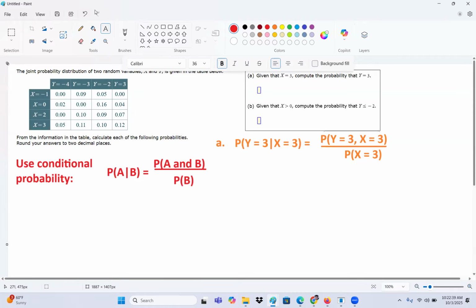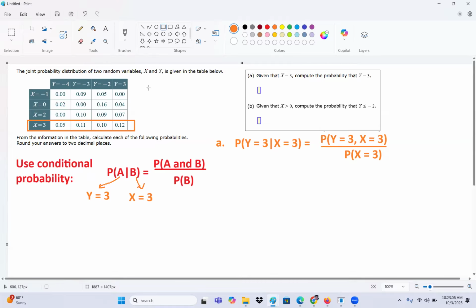So the a was y equal to 3 in this case. It's the same logic, you just have to take those signs into account as well. And the b was x equal to 3. So you can look at that. The denominator is given by x equal to 3, which is 0.12. And then the numerator is going to be y equal to 3.